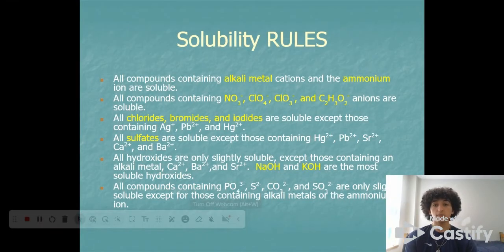A memory trick. The things that are always soluble are like the popular kids: alkali metals, ammonium, nitrates. They dissolve with everyone. The exceptions to the chloride rule, Ag+, Pb2+, Hg2+, think silver, lead, and mercury hate chloride. And hydroxides are antisocial in general, and most of them don't dissolve.